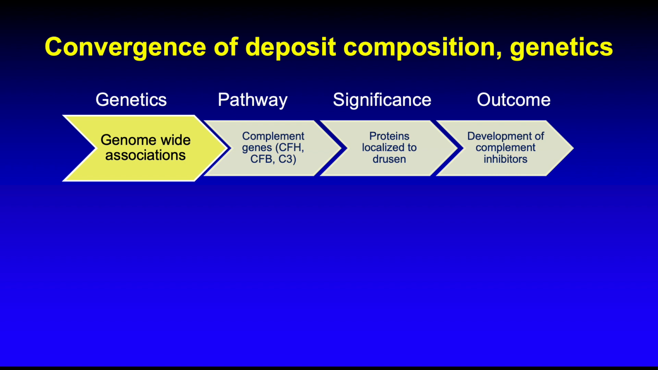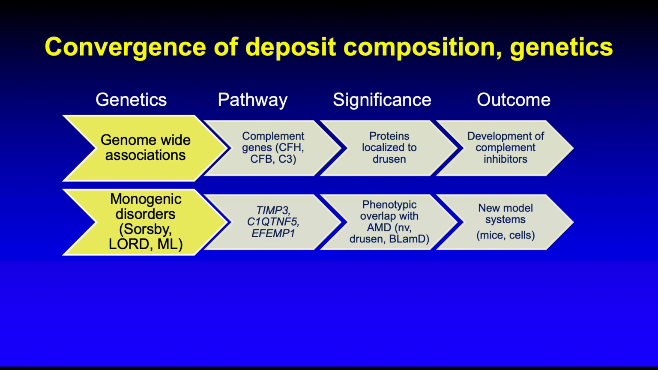To summarize the significance, we are familiar with the convergence of genetics and deposit composition with regard to the role of complement in drusen, leading to developments ultimately resulting in approval of new complement inhibitors for AMD.